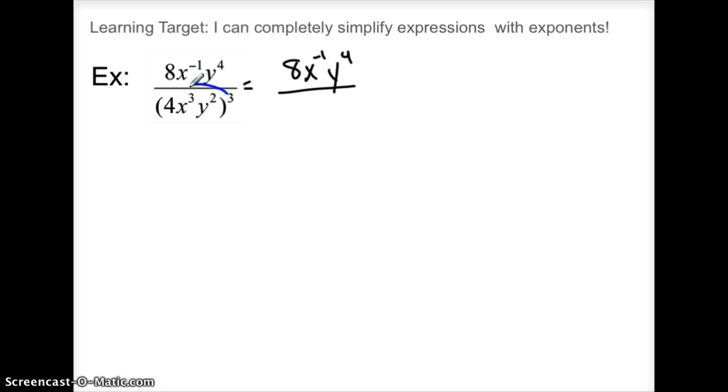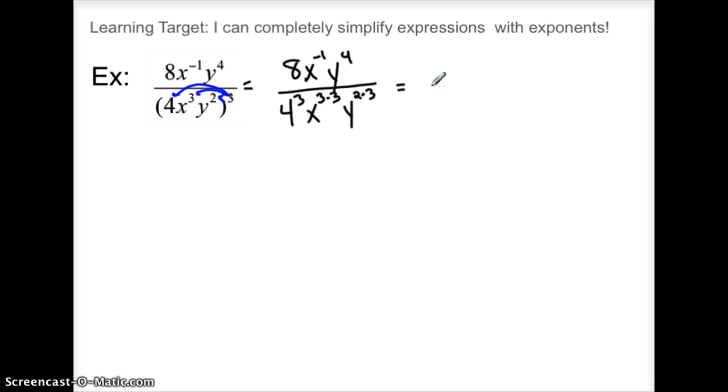Well, we're actually going to have to distribute this power of 3. Make sure it goes to the coefficient as well as the two variables x and y. Okay, so what we're going to have going on the bottom will be 4 cubed x. Now remember, power to another power, we will multiply those. So 3 times 3 on x. And the same with y. Those are 2 powers, so we're going to multiply them, 2 times 3.